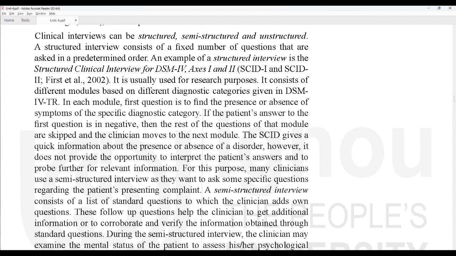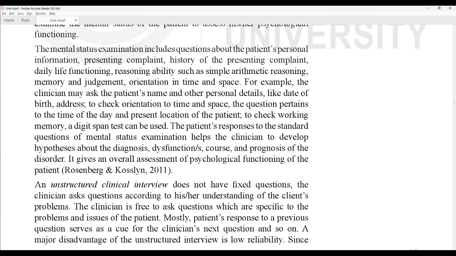For this purpose, many clinicians use a semi-structured interview as they want to ask some specific questions regarding the patient's presenting complaint. A semi-structured interview consists of a list of standard questions to which the clinician adds own questions. These follow-up questions help the clinician to get additional information or to corroborate and verify the information obtained through standard questions. During the semi-structured interview, the clinician may examine the mental status of the patient to assess his/her psychological functioning.